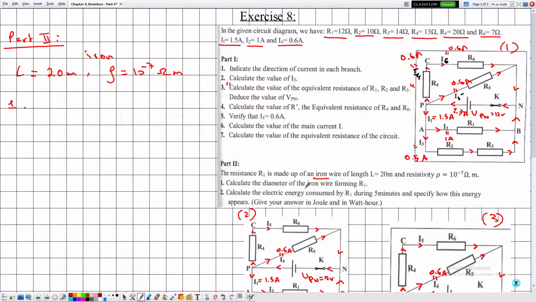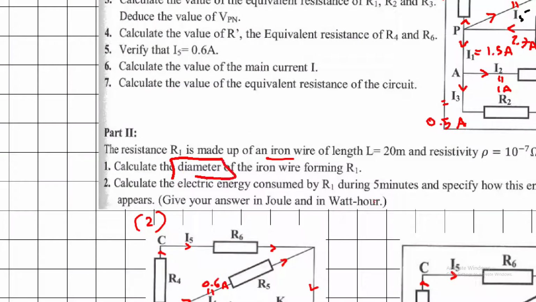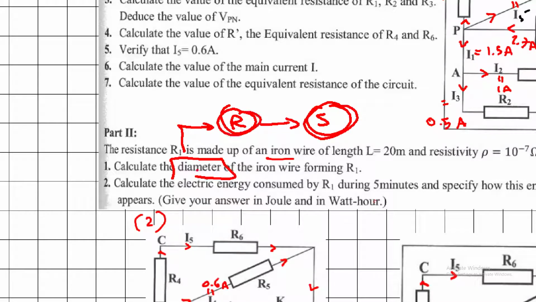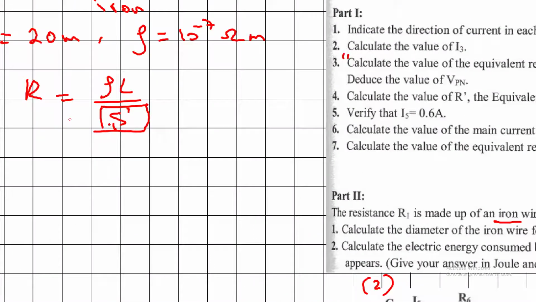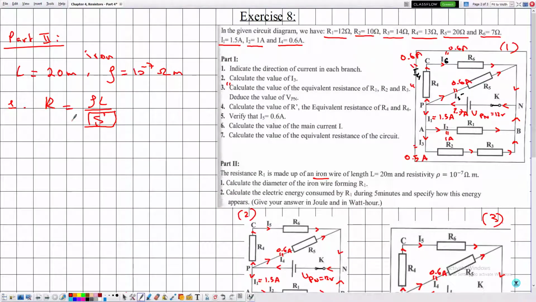Now in number 1, they are telling me to calculate the diameter. We know that the diameter is related to the radius, related to the surface area. So if we are able to calculate the surface area, then we will deduce the radius and multiply it by 2 to calculate the diameter. All of these quantities are related to each other by the formula R is equal to rho L divided by S. And we are interested in determining the area, because if we calculate the area, we can determine the radius. If we determine the radius, we can deduce the diameter.